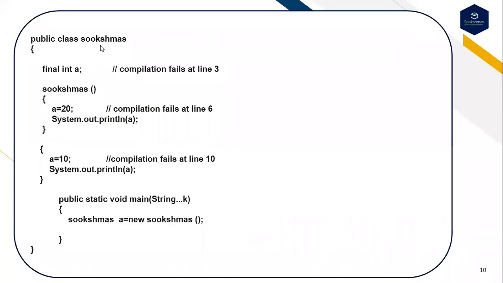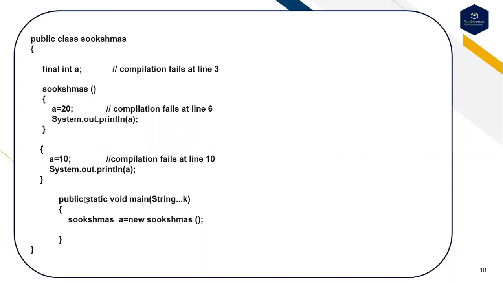Third question, public class Sukshmas, final int a. So Sukshmas, this is a constructor here performing the initialization a is equal to 20 and System.out.println of a, and this is called an instance initializer block. Here also I'm performing the initialization for the variable a, and here I'm trying to print the value of a.